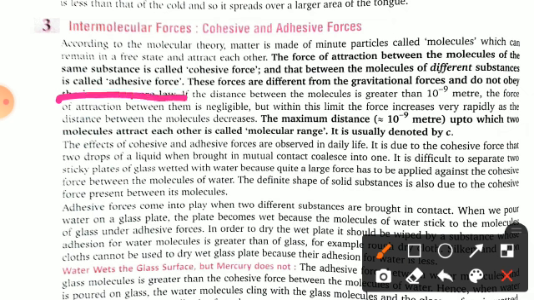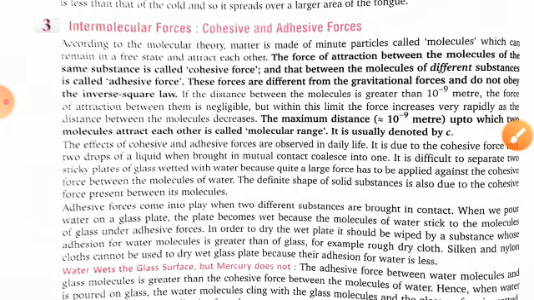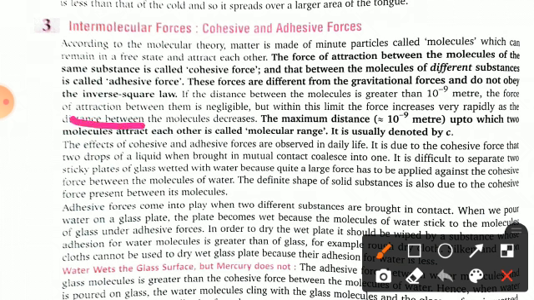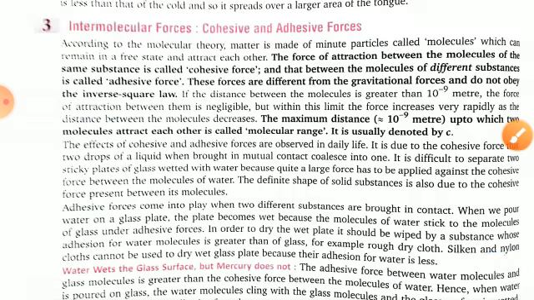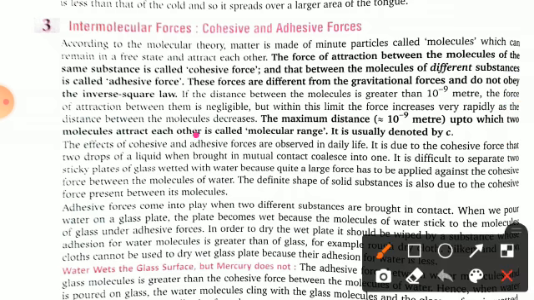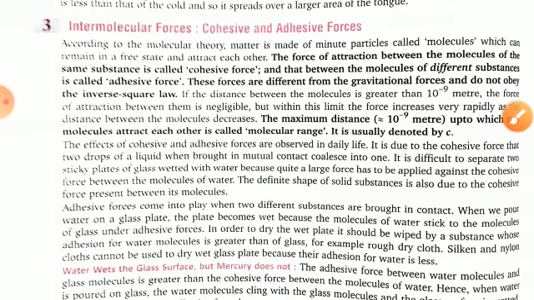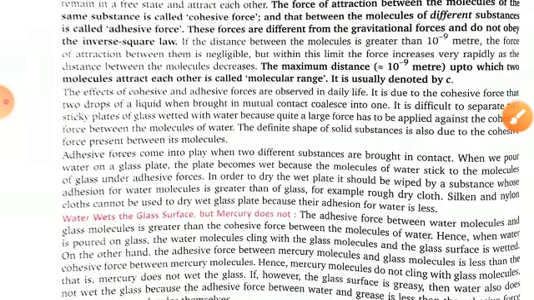Clear? If the distance between the molecules is greater than 10^-9 meter, the force of attraction between them is negligible. But within this limit, the force increases very rapidly as the distance between the molecules decreases. So the maximum distance is how much? 10^-9 meter, up to which two molecules attract each other, and it is called the molecular range. It is usually denoted by small c. It is not the speed of light, but it is the molecular range.